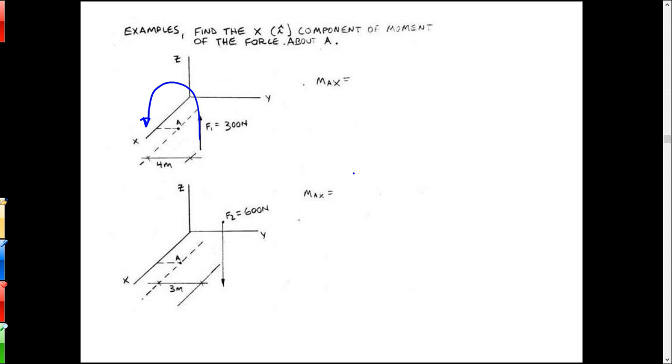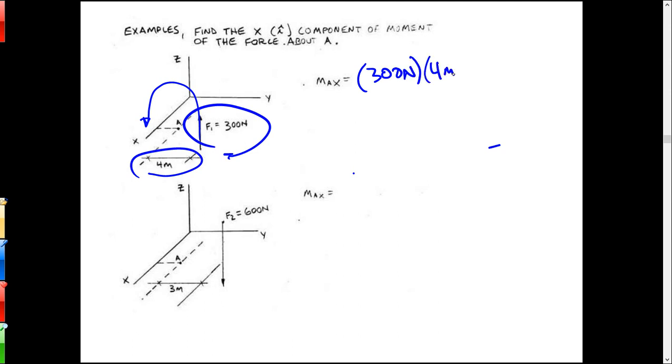Now, what you're going to do is take the magnitude of the force times the perpendicular distance, so 300 times 4. So the moment, MAX, is going to be 300 newtons times 4 meters, and it's going to be positive. That's going to be an I moment. So MAX, in a vector sense, would be 1,200 newton meters. That would be I, that would be positive. Okay. So that would be the sign on that.